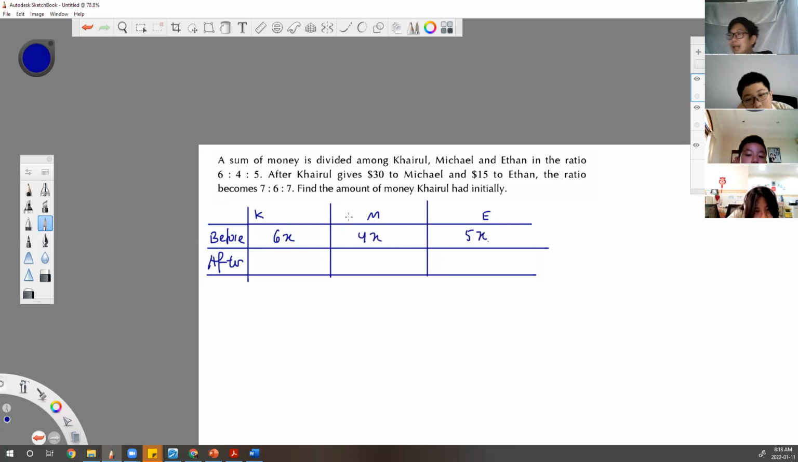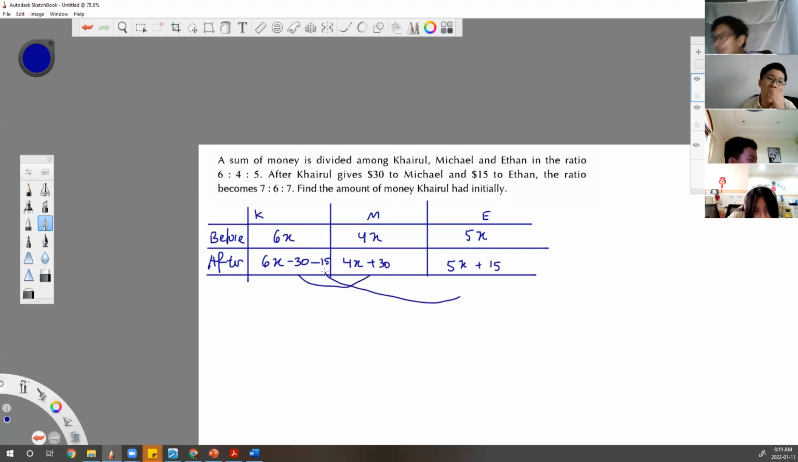Right? After Khairul give 30 to Michael, berarti Khairul ngurang 30, Michael dapat 30, right? And 15 to Ethan, berarti Khairulnya minus 15 lagi, gitu. Ya, so udah tahu ya caranya. Jadi si 5x ini kedapatan 15. Jadi kayak dibaginya bukan divide equally, kalau tadi kan equal. 25 and 25. Kalau ini 30 and 15.